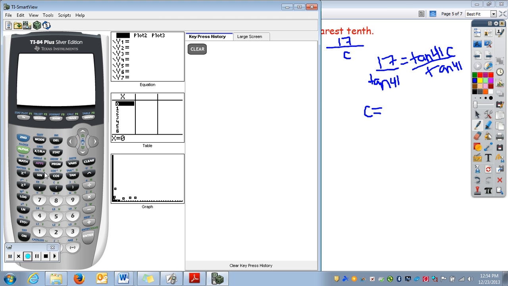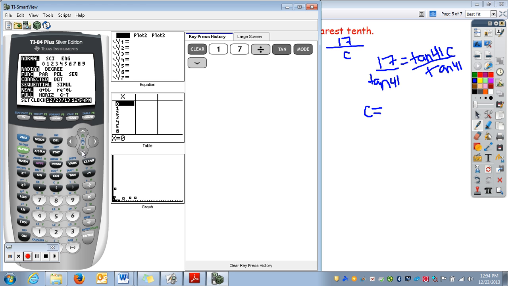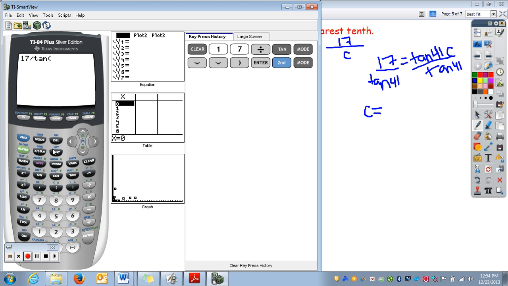You should have a sine, cosine, and tangent button on your calculator. So I'm going to type in 17, and then I'm going to divide by the tan. Let me check, make sure. Yeah, I would have got a wrong answer. Okay, tan of 41. And again, tan of 41 is just a number, and I'm going to hit enter.